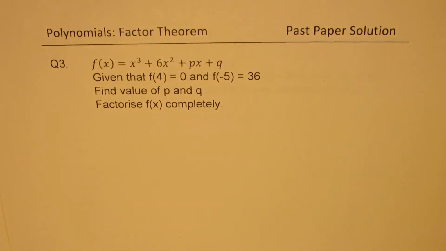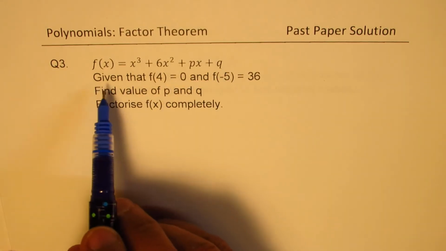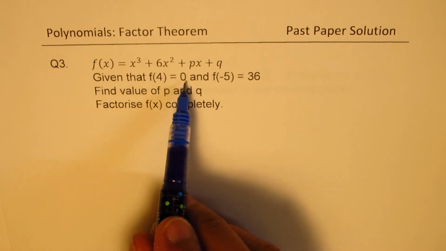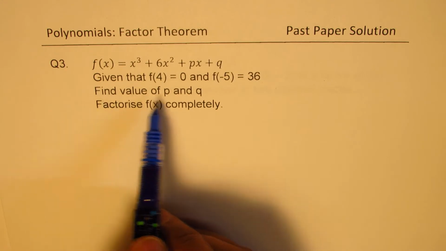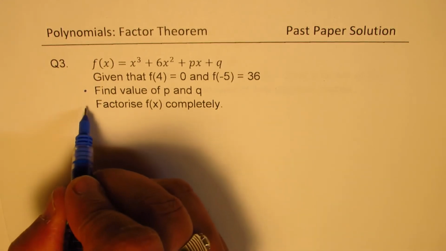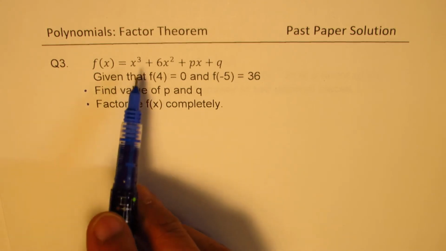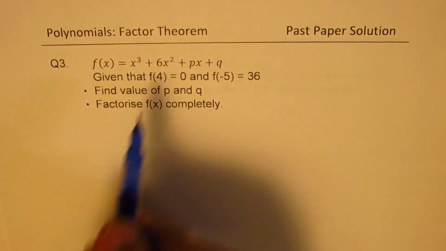Question number 3. f of x is equal to x cubed plus 6x squared plus px plus q. Given that f of 4 equals 0 and f of minus 5 equals 36, find the values of p and q. And then factorize f of x completely. There are two unknowns and two conditions given to us, so that should not be difficult.